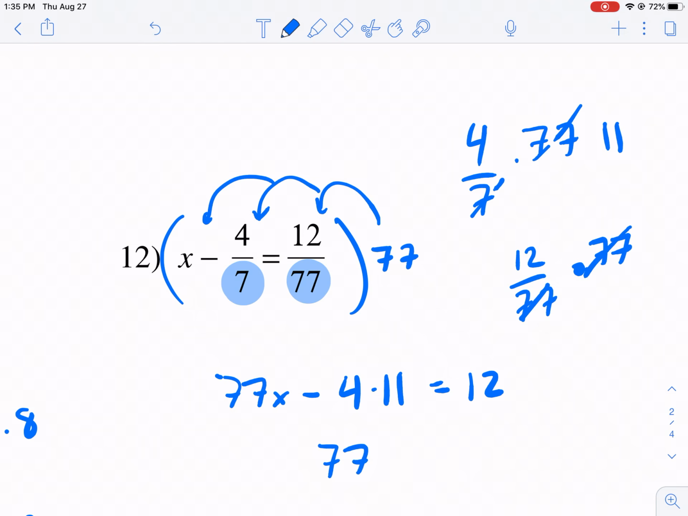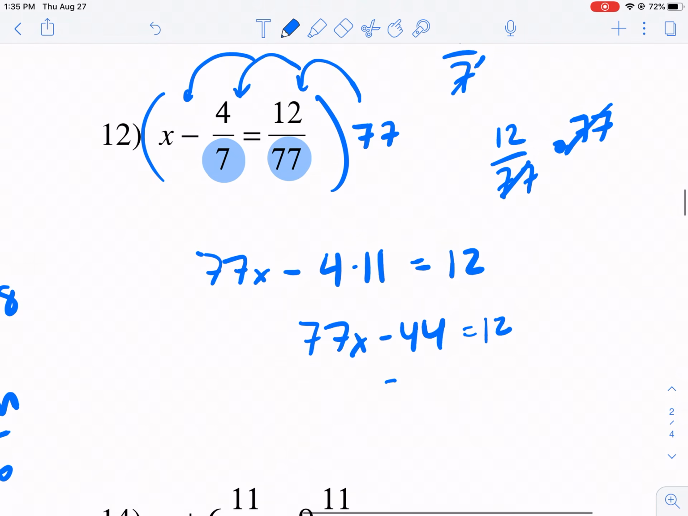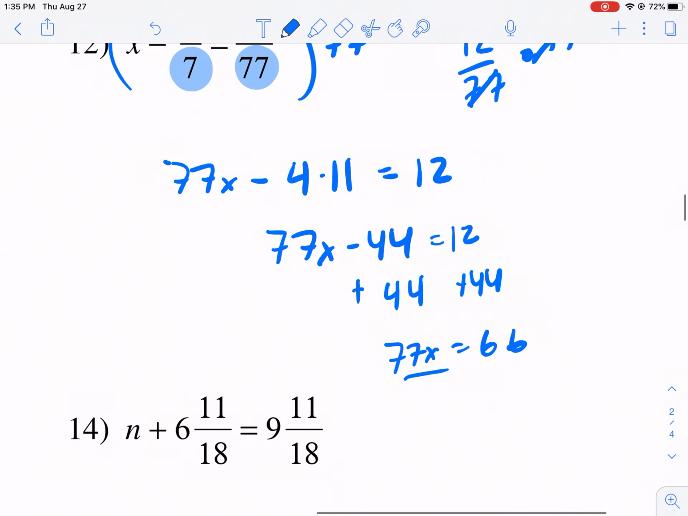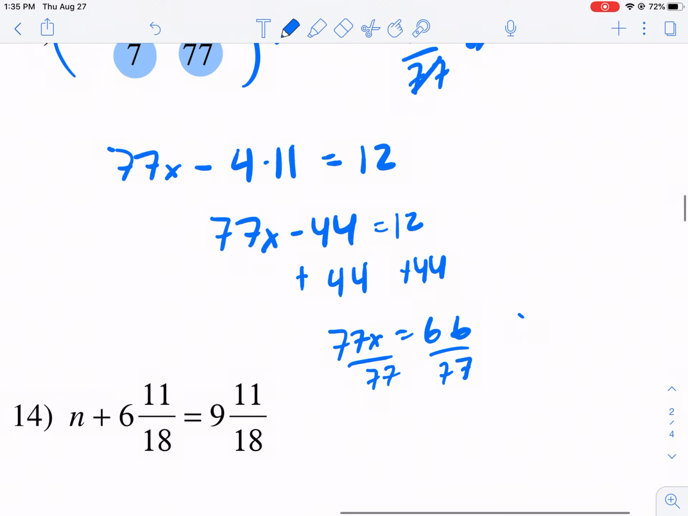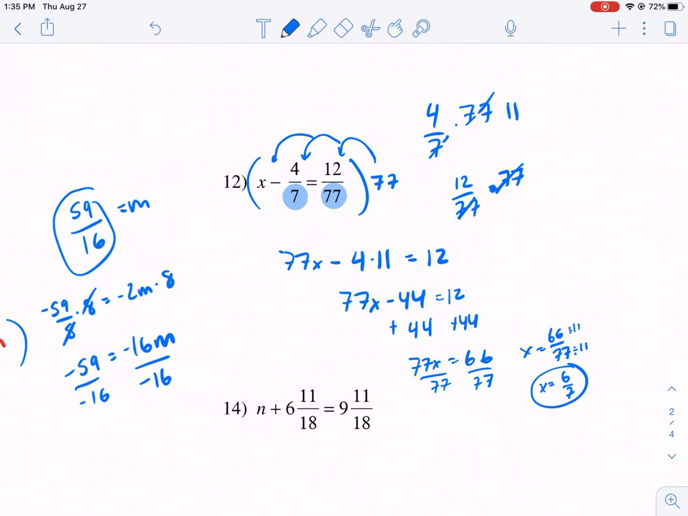So then we have 77x minus 44 equals 12. We add 44 to both sides, and we get 77x equals 66. Divide by 77 to isolate the x, so we do the opposite operation. We get x equals 66 over 77. You can divide both of those by 11 to reduce, so you get x equals 6 over 7. In my opinion, that's a much better way to go.